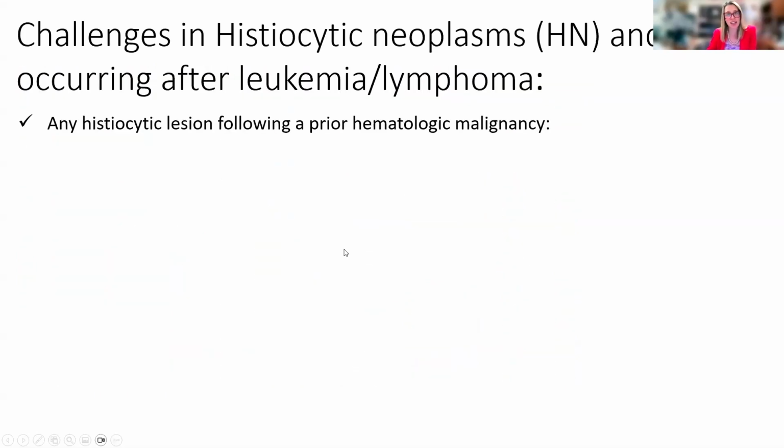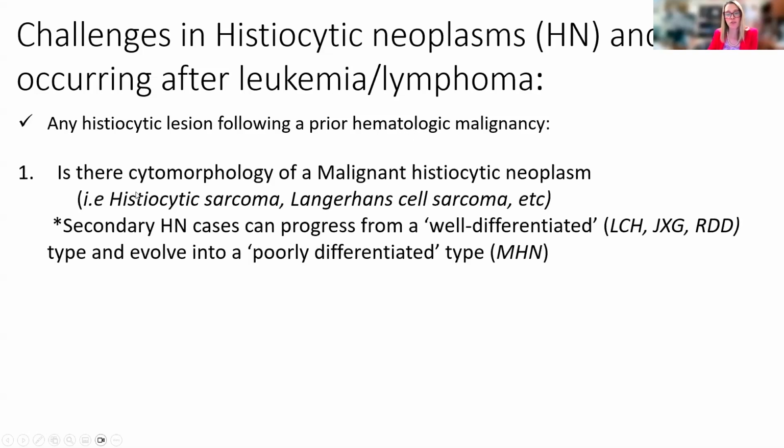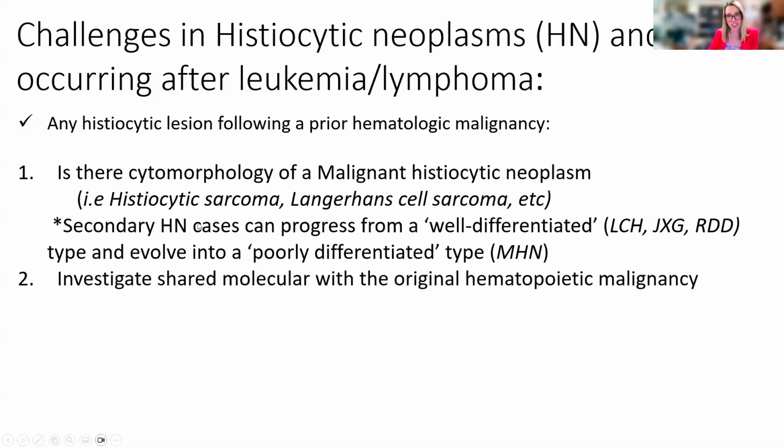So this brings up this challenging idea of, what do we call these, whether they look more like a run-of-the-mill histiocytic neoplasm, or if they look malignant, when they're occurring after a hematopoietic malignancy, especially the ALLs in children. So I first consider what is the cytomorphology. If this looks malignant, then we're going to call it as such. It's the cases that don't yet look malignant that still concern me.